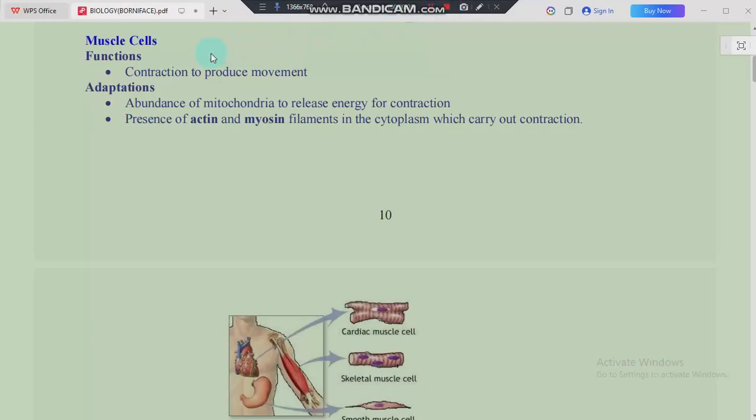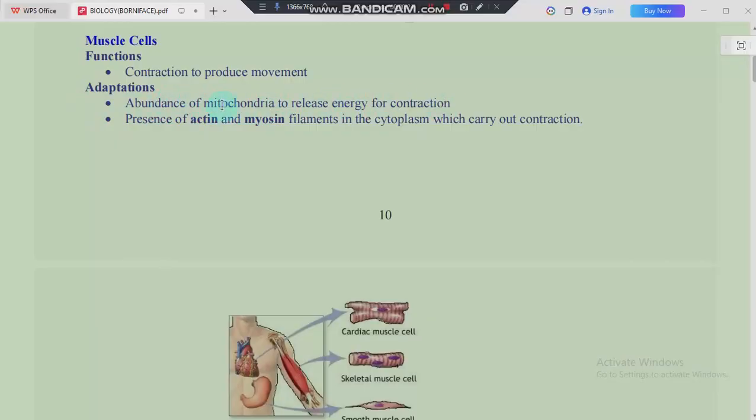All right, so we continue with the muscle cells. We are saying the function of the muscle cells is to simply contract in order to produce movement. Now, what features, what adaptations do the muscle cells have in order to perform their function? Number one, there is an abundance of mitochondria to release energy for contraction.